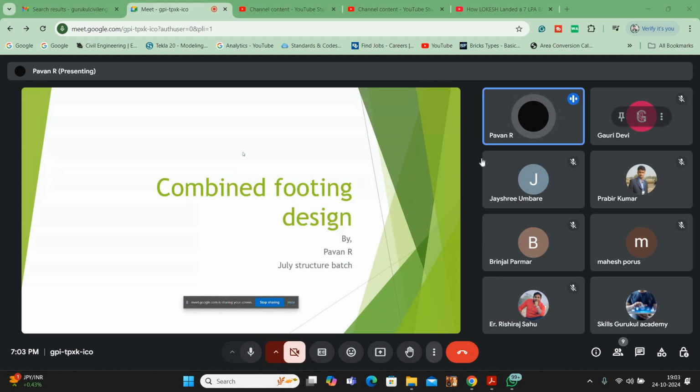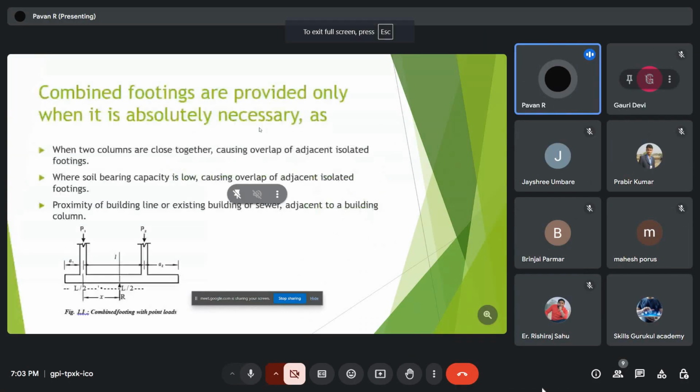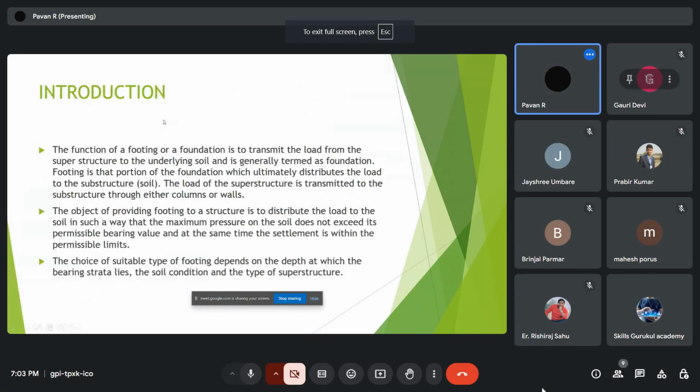I'm going to discuss the design of combined footing. First of all, I would like to introduce the combined footing. As we know, the function of a footing is to transfer the load from a superstructure to the underlying soil. Generally, it is called the foundation, and footing is a part of it.